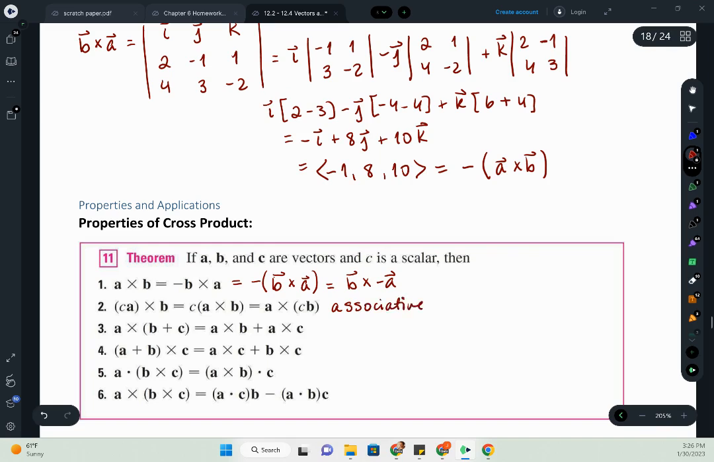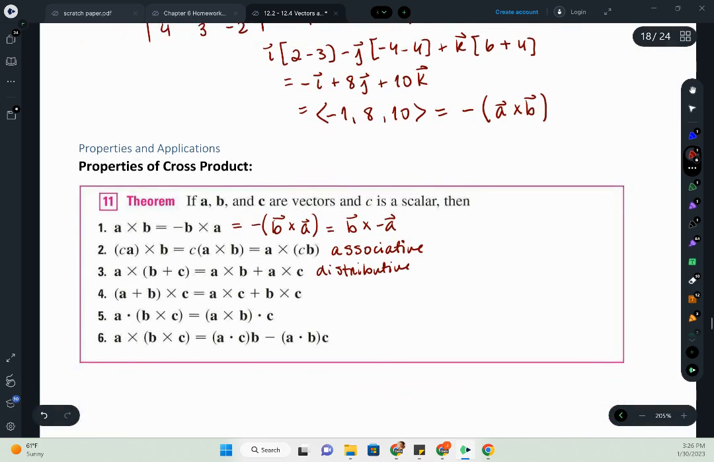And then in 3, we have A cross a sum. This is how we would distribute a cross product to a sum of vectors. So this is the distributive property, and that's distributive on the left. Number 4 is how you distribute on the right, but it's still just a distributive property. In 5, the only name I have for this is the scalar triple product.